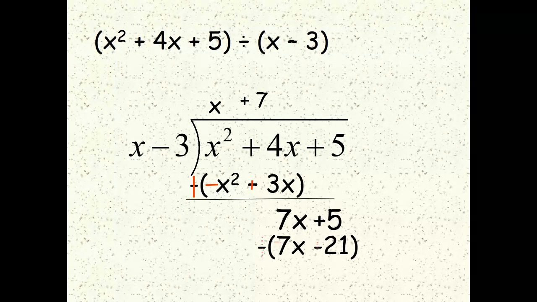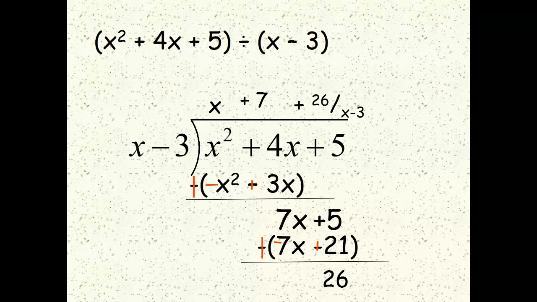Subtracting this from the thing above it, 7x minus 7x is 0, like it's supposed to be, but we have a leftover of 26. So 26 is a remainder, but 26 is a remainder meaning what? Well, 26 over x minus 3.